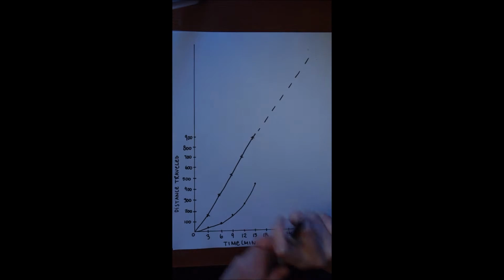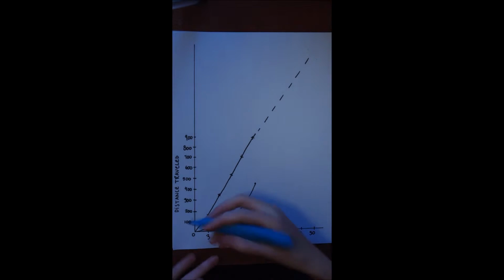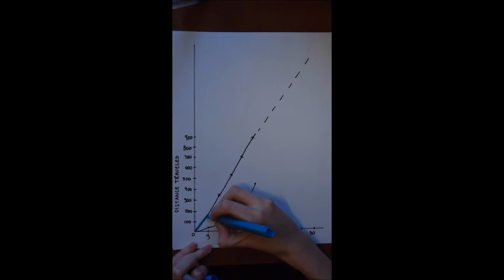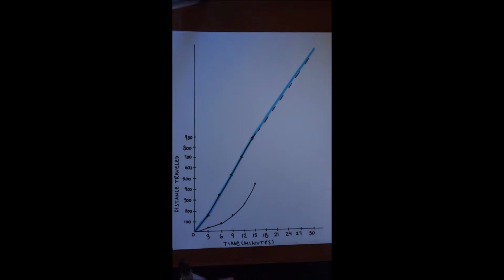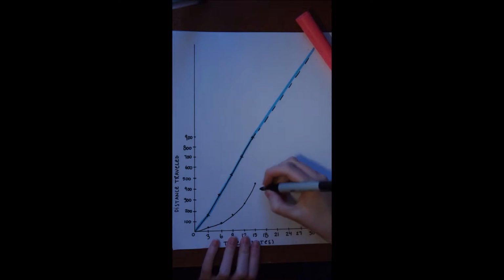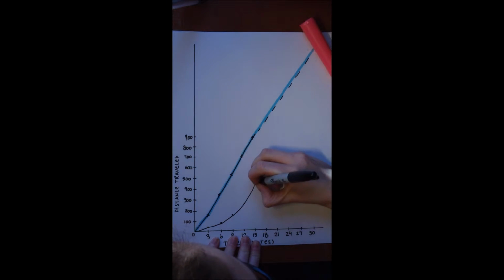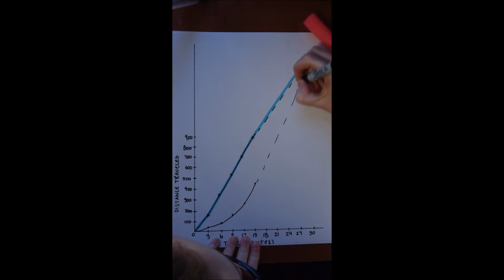Here, I'll label this. This is going to be our rabbit. We're going to put it in blue. And our frog is going to be in pink. So for our frog, we can also continue our graph, which is going to look something like this.